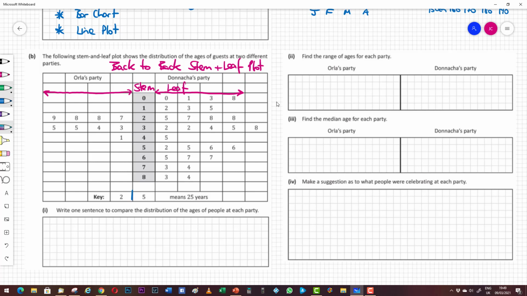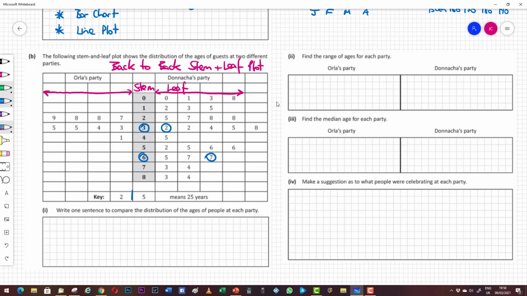So if I have a look at Donica's party, for example, and I have 3, which is the stem, and then 2 is the leaf, 3 and then 2, that means there was somebody at Donica's party who was 32 years of age. If I have 6 and 7, that means there was someone at Donica's party who was 67 years of age.